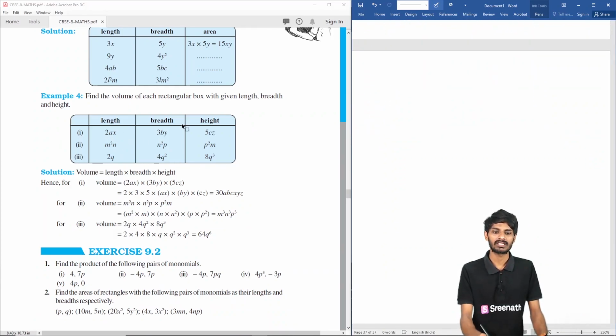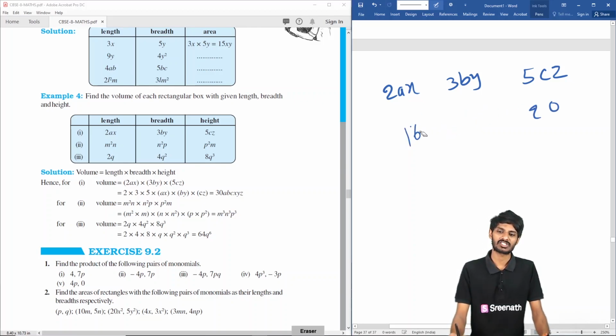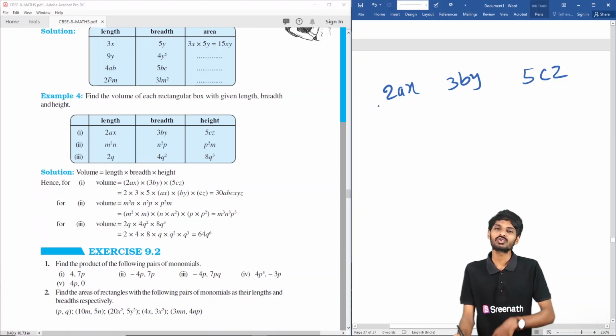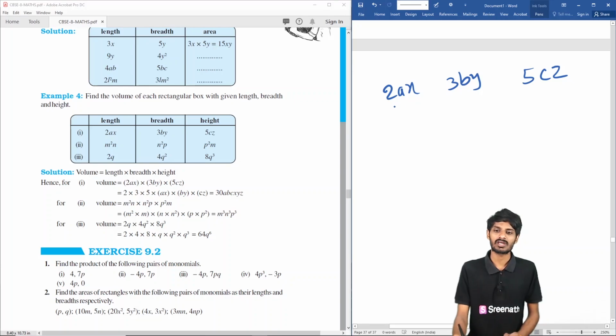Here they have given the length value as 2ax, the breadth value as 3by, and the height value as 5cz. If they had given the length as just 16, 18, 20 or any number, we would simply multiply. But they have given the values in terms of algebraic expressions, and these algebraic expressions are monomials. So to get the volume, we have to multiply these three values, which are monomials. So how to multiply three monomials?